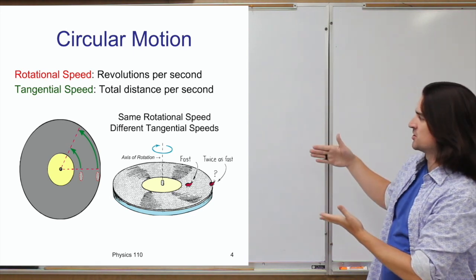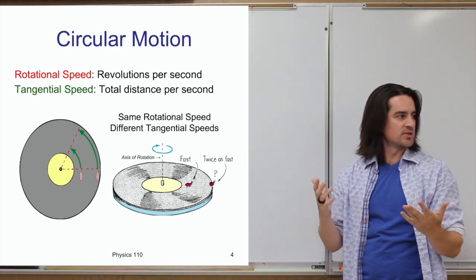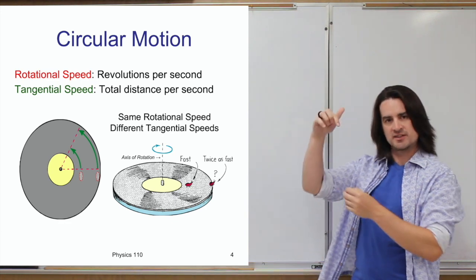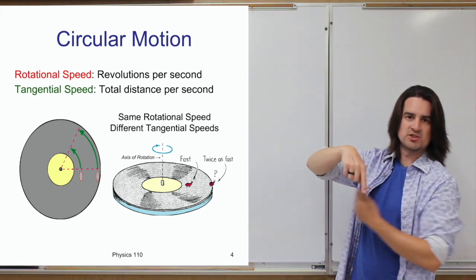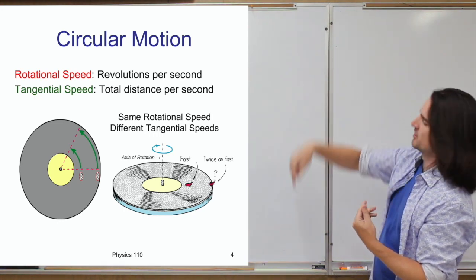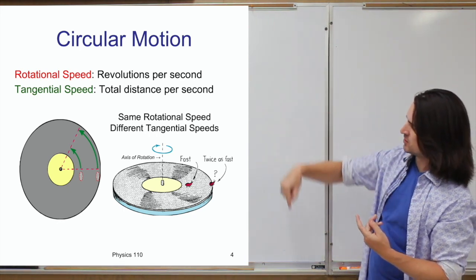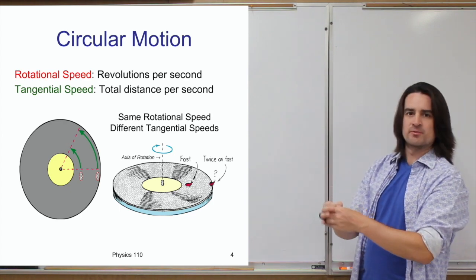And just to be clear, that terminology I'll probably use multiple times. This is the axis of rotation, a line that you're measuring the rotations about. For the record player, it's a vertical line that goes through the center of the record.